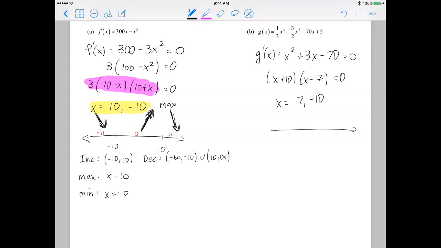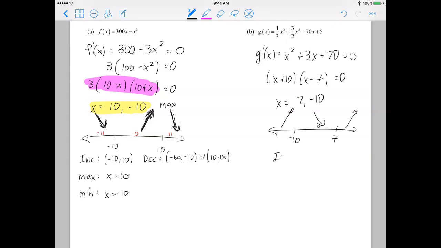I'm going to put those on a number line, so negative 10 is going to go here, positive 7 will go here. Okay, in the first section, if I plug in negative 11, the first factor of the derivative is going to be negative, the second factor is also going to be negative, and so a negative times a negative will give me a positive. In between negative 10 and 7, I could choose 0. If I plug in 0 to both of those, I'm going to get a positive times a negative, which of course is a negative. And then after 7, I could plug in 8, and if I plug in 8 to both of those, they're both going to be positive.